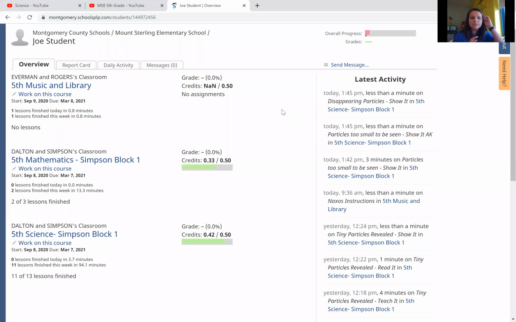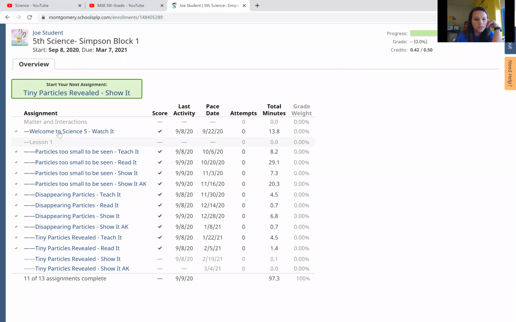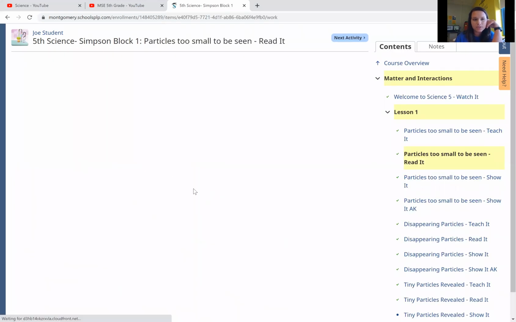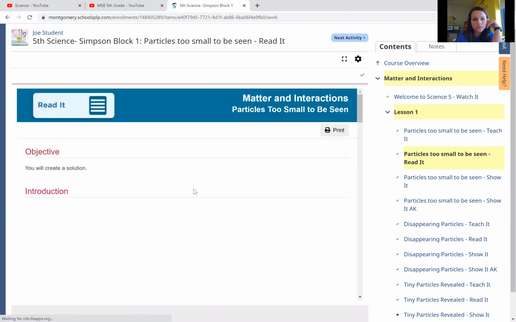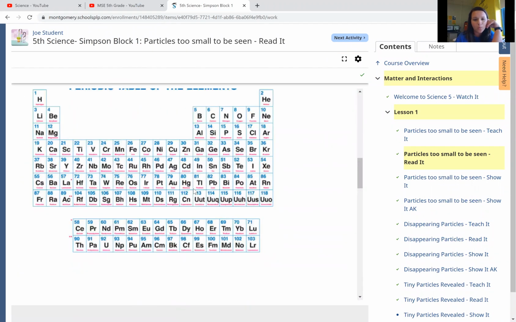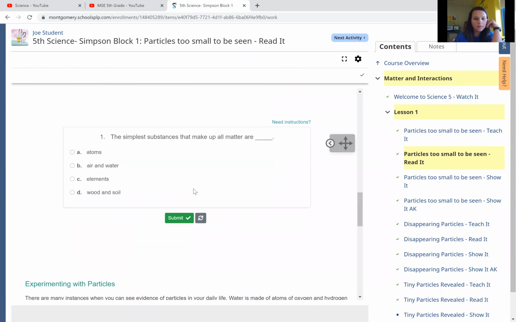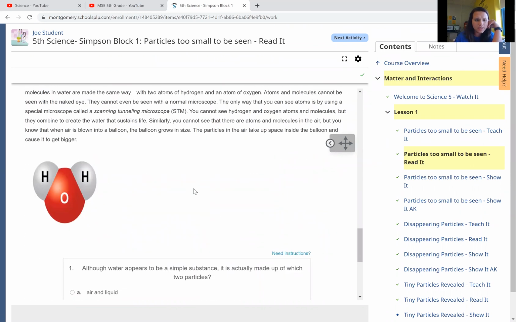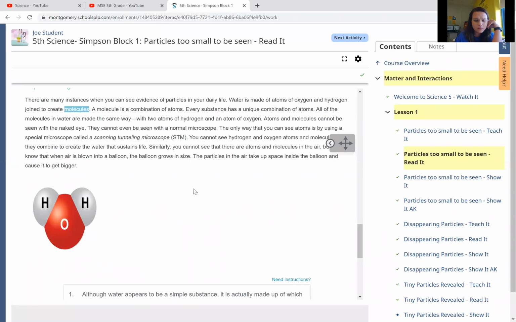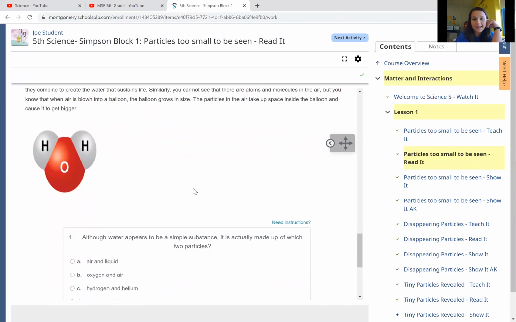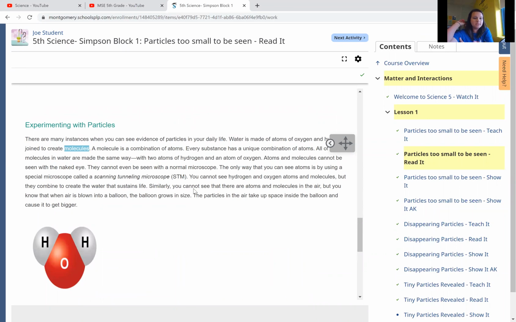Hey guys, so when you log on to school's PLP, you should have something similar to this pull up on your screen. When you get into science, you need to do the watch it, teach it, and when you get to the read it section, down towards the bottom, it starts discussing water. It talks about H2O, and how H2O is a molecule.